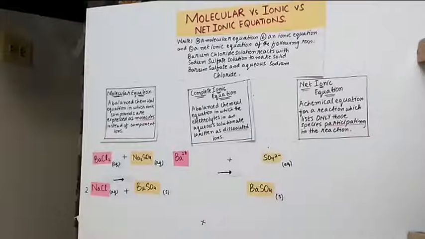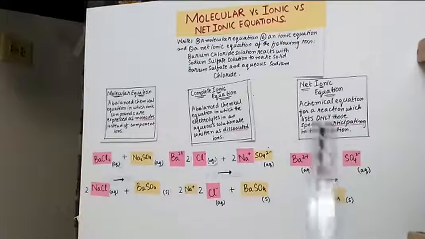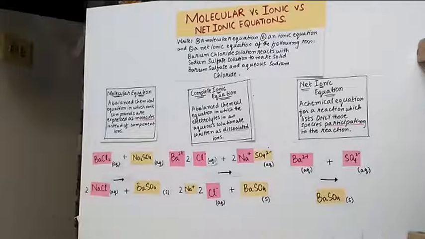If we were to write this equation out again as a complete ionic equation, and write them out separately, the non-ionic equation, getting rid of all the species that are not participating, would give us only barium plus sulfate, which we already talked about.